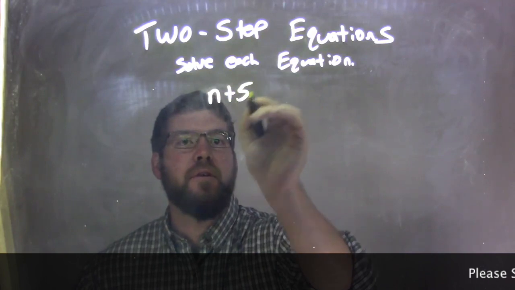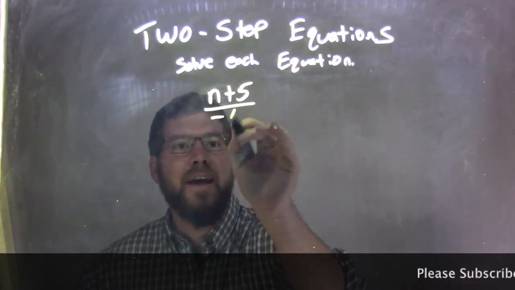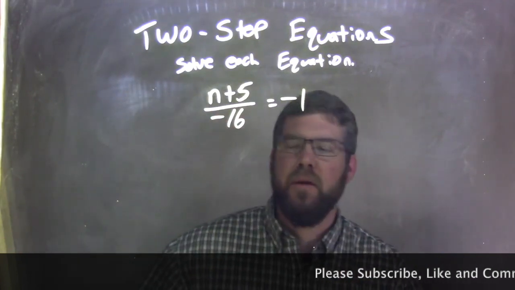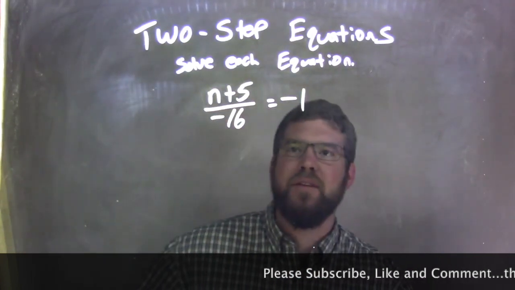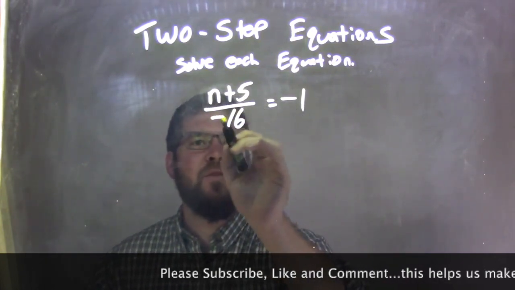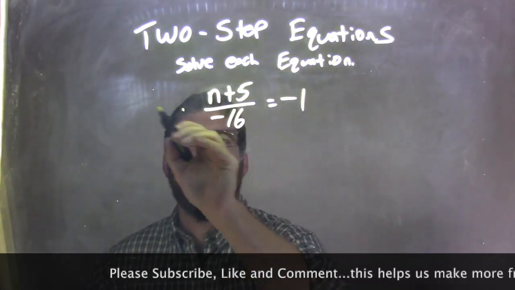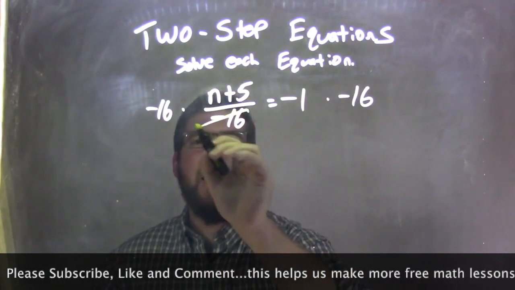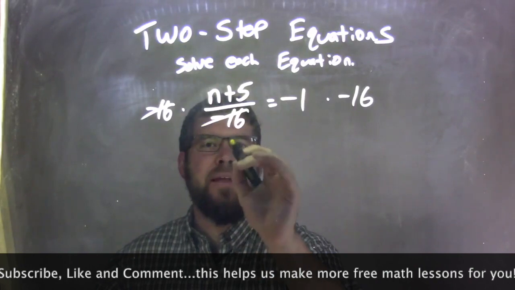(n + 5) over negative 16 equals negative 1. Well, I have n plus 5 over negative 16 equals negative 1. My first step here, I see that division down there. I'm going to multiply by negative 16 on both sides, opposite that division. That cancels out these negative 16s and gets rid of that denominator.